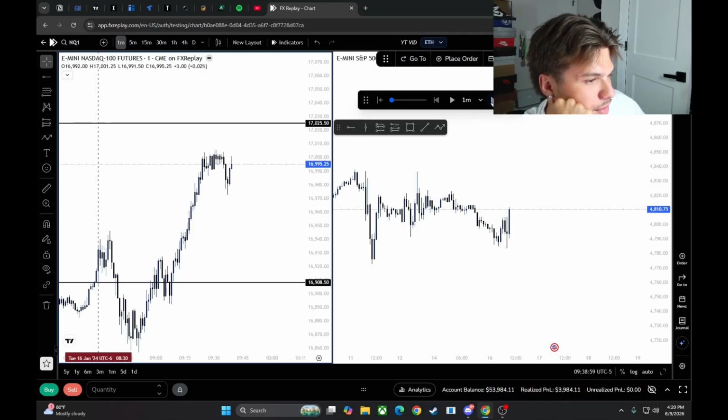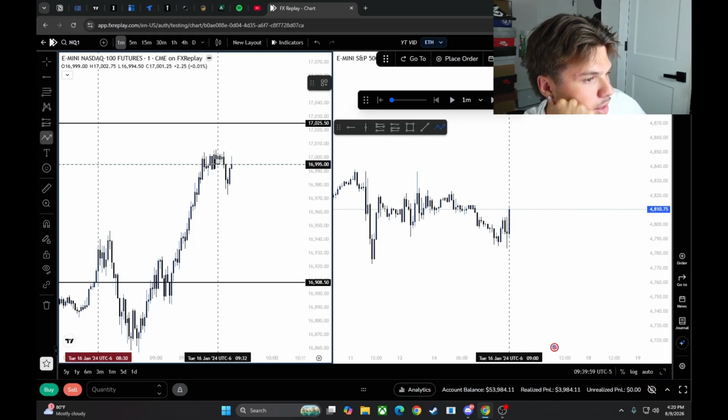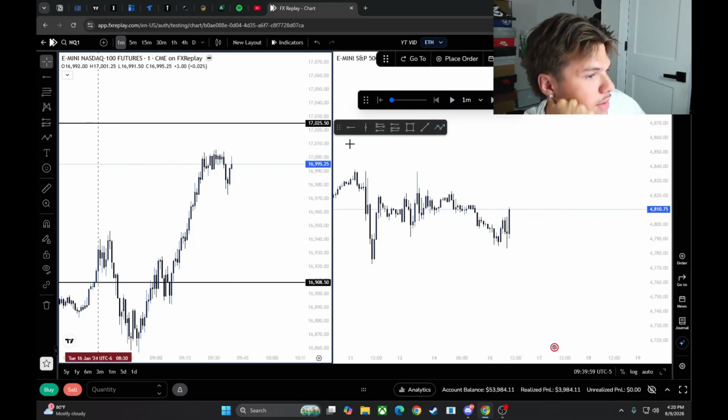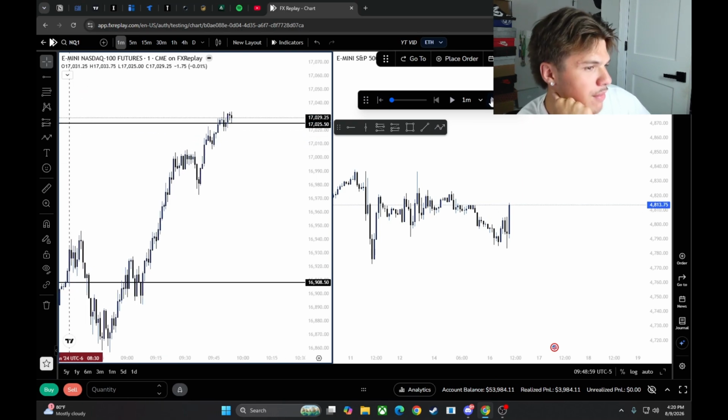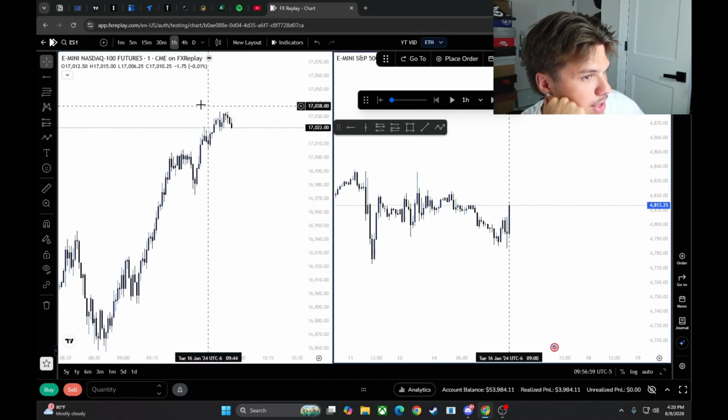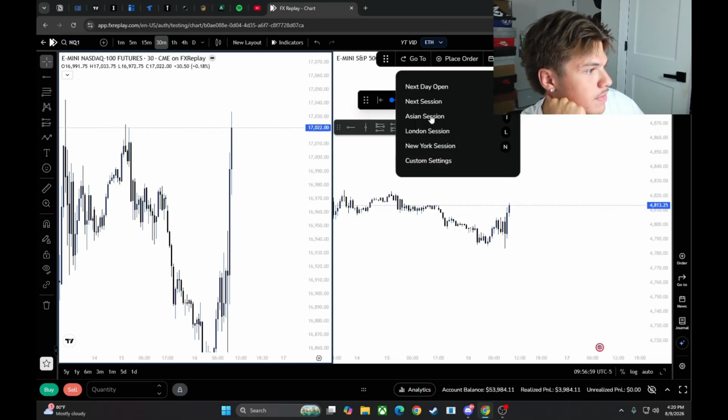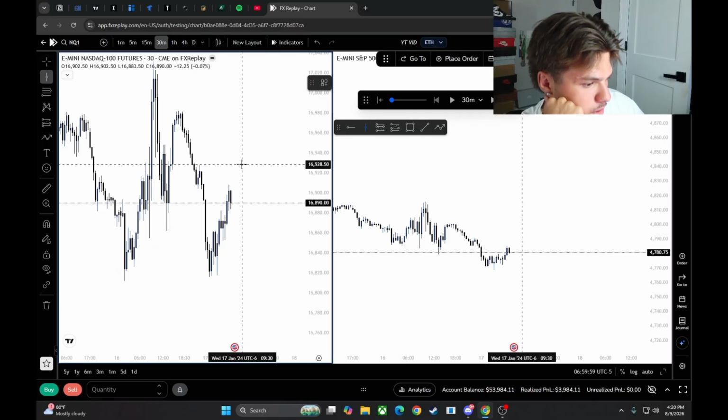It's not obvious enough. I want it to be a bit more of a V shape up here. Played out, whatever. No trade day. Next day open. Mark out 8:30.